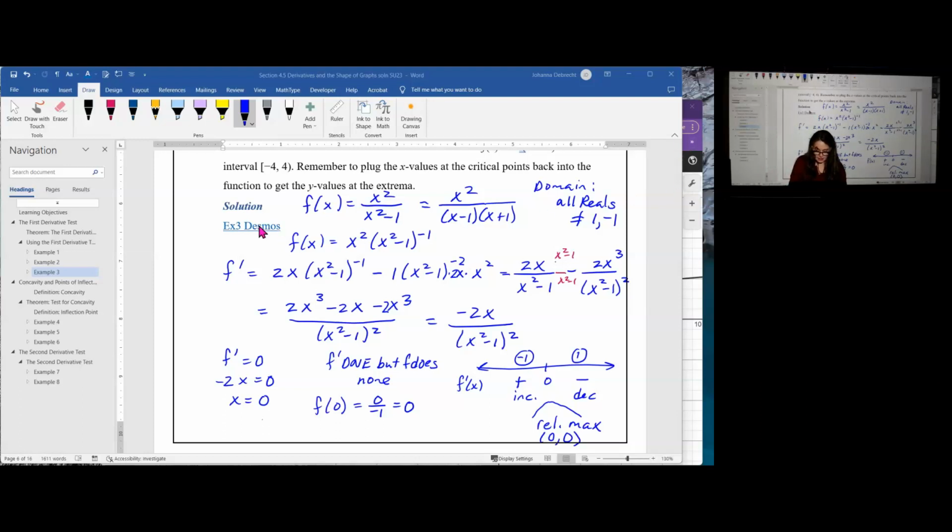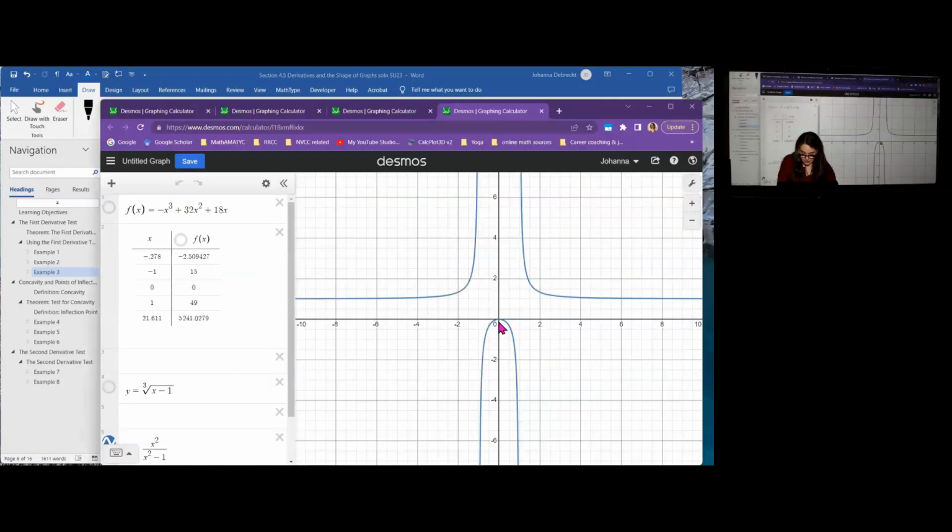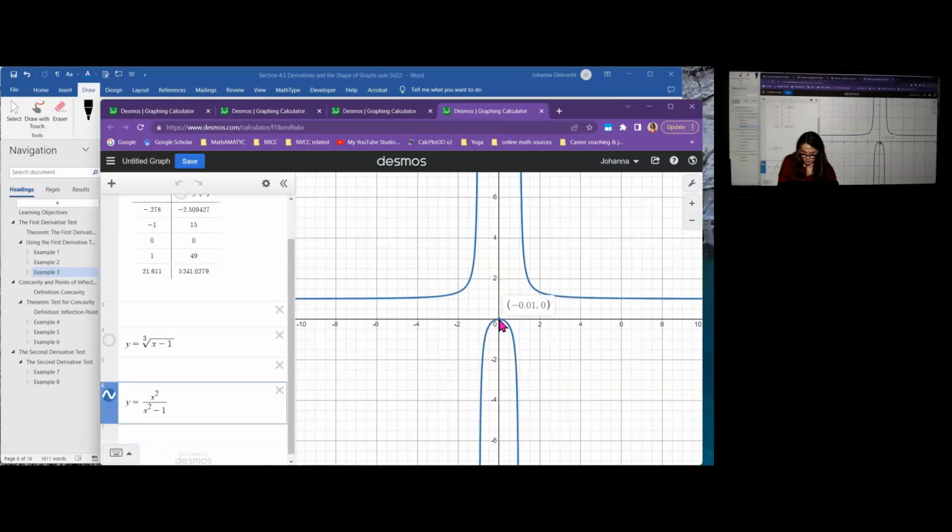Let's go ahead and take a look at that graph now. You can tell that there is a relative maximum right here at the origin, 0, 0. There is no other relative extrema in the entire graph. Notice that we have vertical asymptotes at -1 and 1, which we expected since it was a rational function.